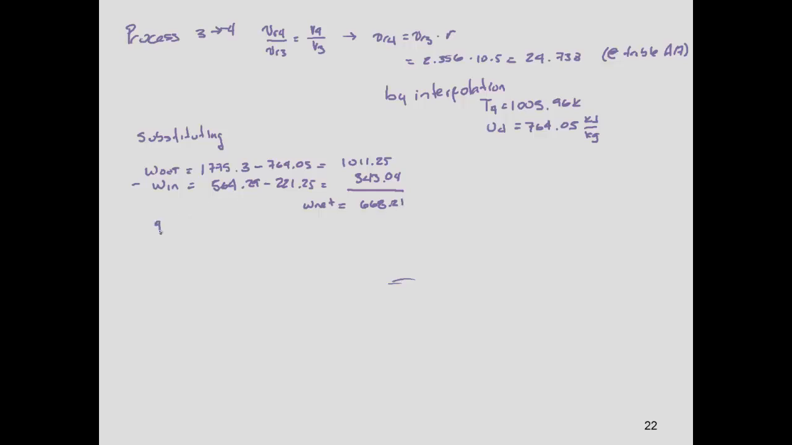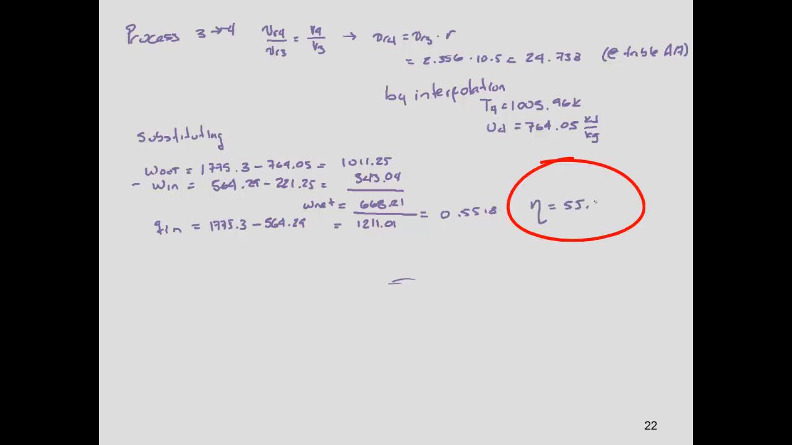Now Q in will be 1775.3 minus 564.29, which will be 1211.01. So if we divide it, that will be our efficiency, 0.5518. So the efficiency of the cycle is 55.18%.